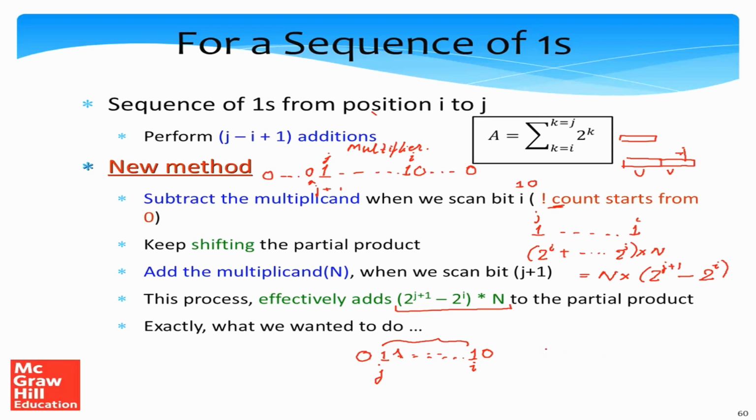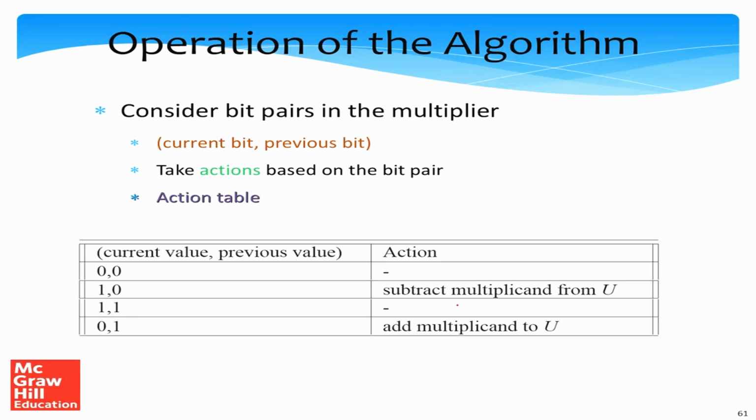In effect, to the partial sum, we are adding n times this quantity, left shifted by i positions and then plus j positions. With a little bit of algebra, this is the same as subtracting it once and adding it once more: subtracting the multiplicand once at the ith position and adding it once more at the (j plus 1)th position to the register u. So the operation of this algorithm is fairly simple.